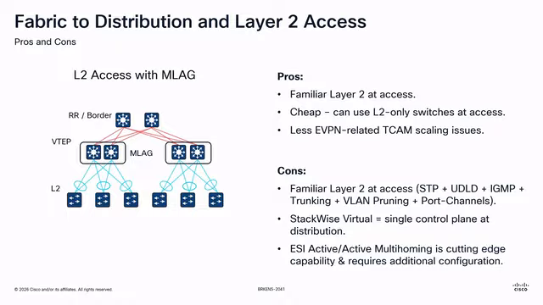Additional advantage, it is cheap, all right? Because the layer 2 switches don't need to be VXLAN capable, so the ASICs can be cheaper. Layer 2 licensing typically is cheaper than layer 3 licensing. Less scaling issues, which I will touch on.